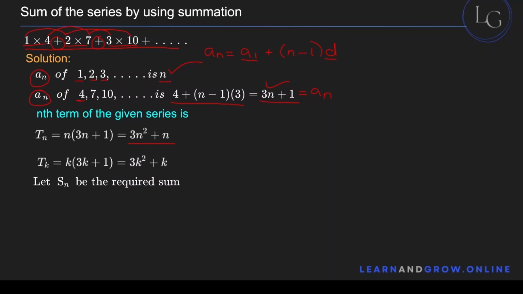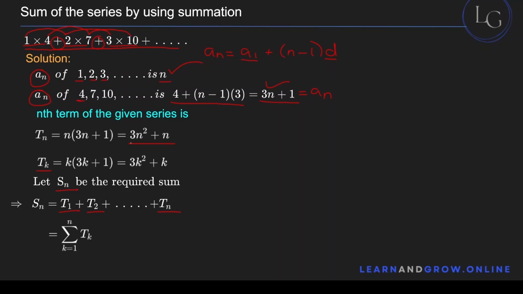And now if you replace the n's with k, you get an expression for tk. This is basically equivalent to just the k, or the index. So we have to find Sn for this. So what do we do here? Over here, Sn is equal to T1 plus T2 plus T3 plus T4 and so forth till Tn.